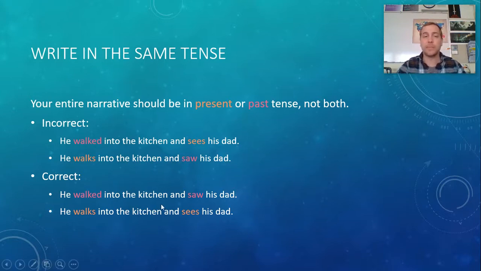So either of these could be correct: "He walked into the kitchen and saw his dad," or "he walks into the kitchen and sees his dad." And the past tense of "see" is "saw," not "seen." Please don't write "he walked into the kitchen and seen his dad." If you want to know the difference between when to use "seen," let me know.